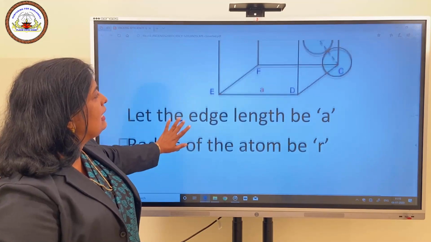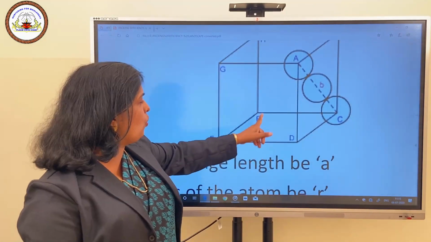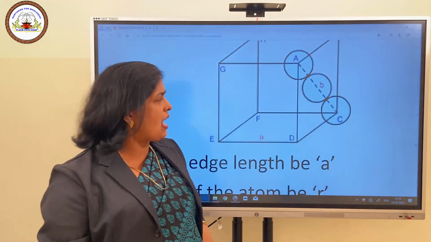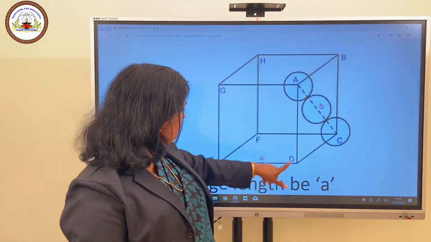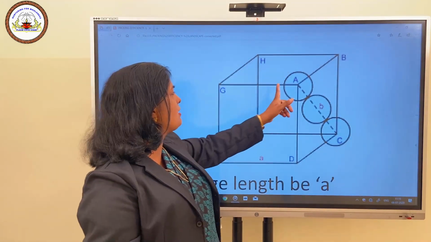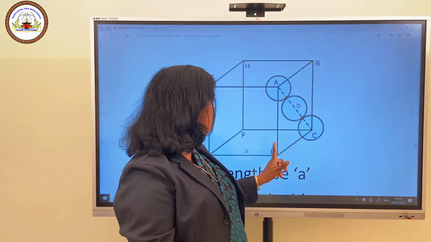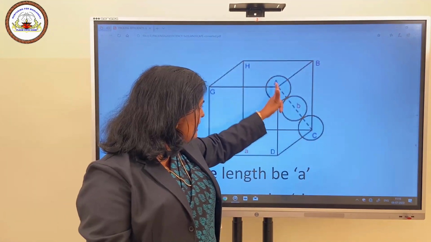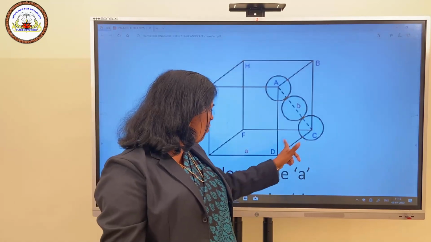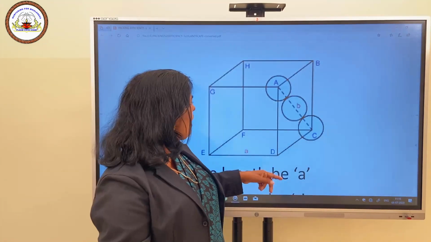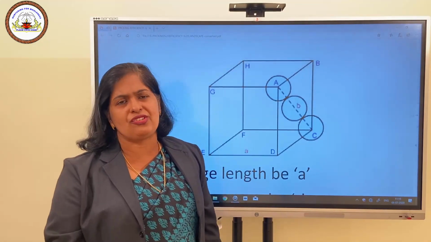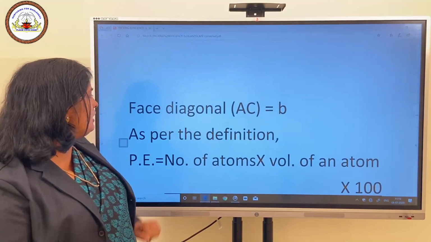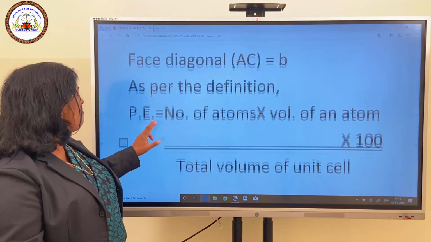See what is AC? Here in this diagram, we are considering the face diagonal through which atoms are marked. Here the corners of this unit cell are marked A, B, C, D, E, F, G, H. And this distance AC is marked as b, and we know DC is the edge length a, and AD is also the edge length, which is a.